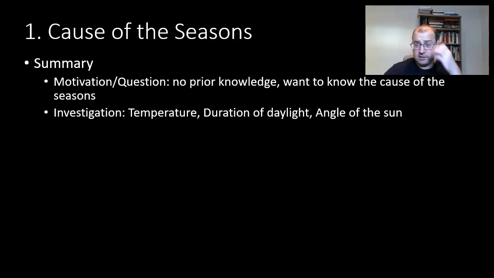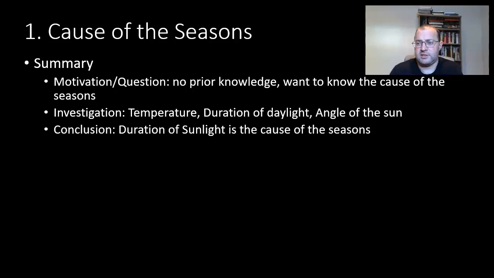Now, the investigation basically boils down to someone drawing a correlation between the temperature, the duration of daylight, and the angle of the sun in the sky. All three of those things change as the seasons change. And the ultimate conclusion was that the duration of the sunlight is the cause of the seasons. We found that the temperature lags the longest day by about 60 days. So the warmest day of the year comes about 60 days after the longest day of the year. That didn't all happen on the same day, but basically this was the conclusion we came to.